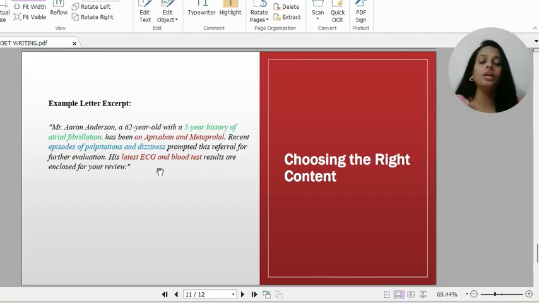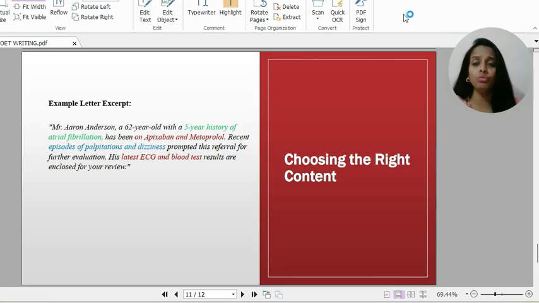So it gives you a clear picture that they have included ECG and blood results and also medications to ensure the cardiology has key data for evaluation and also the symptoms prompting the referral, right? Noting episodes of palpitations and dizziness. So it pinpoints why further evaluation is needed, ensuring a focused consultation.